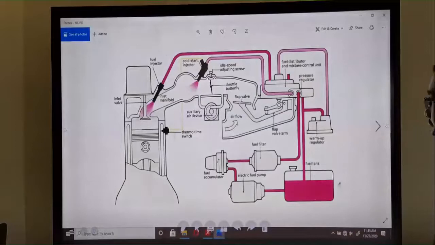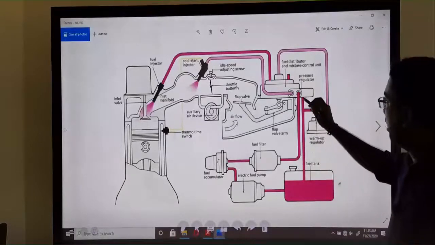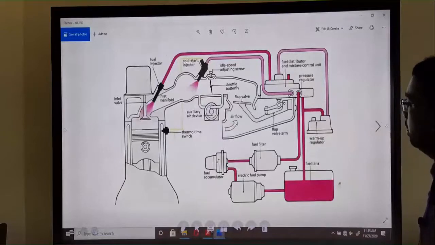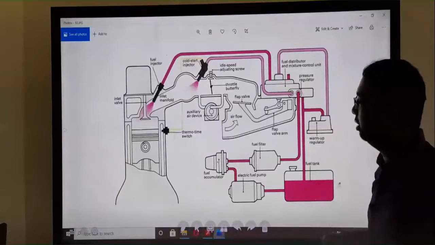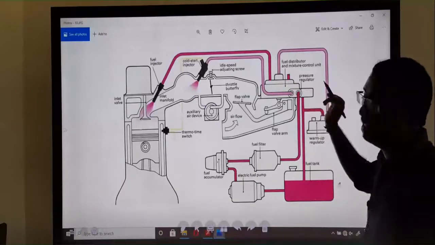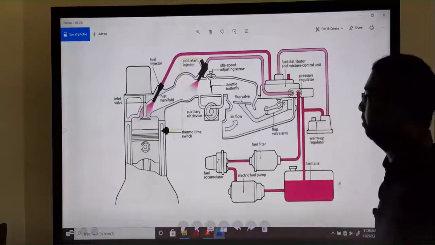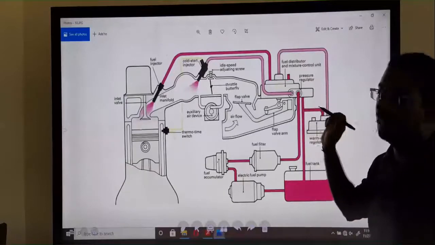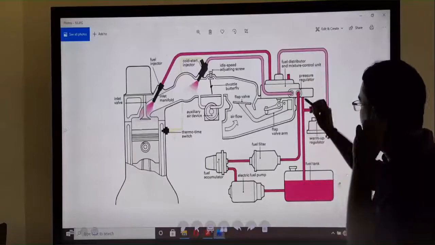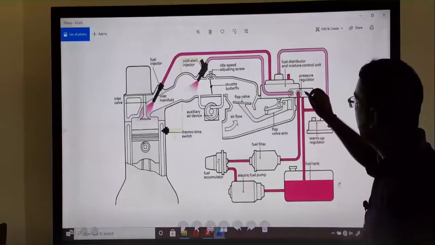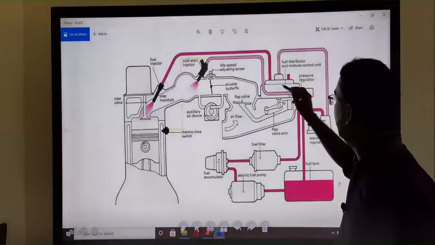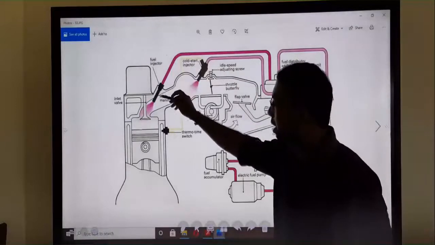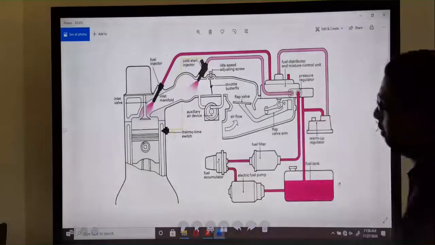Here you can see there are two lines. This supply line comes to this fuel distributor and mixer control unit. This is working like the carburetor, but not a carburetor, it's a petrol gasoline injection system. Here they use the injector instead of the carburetor. The fuel is supplied here, and normally this is electronically controlled, and it sends the fuel by this pressure distributor, and the fuel is sprayed to this manifold by this injector.